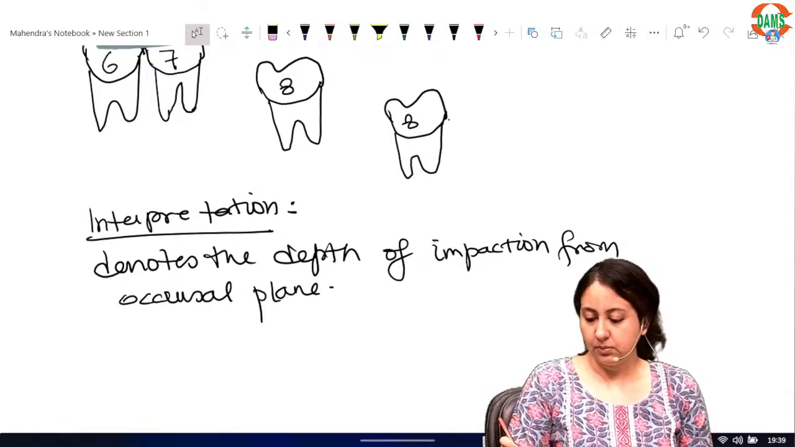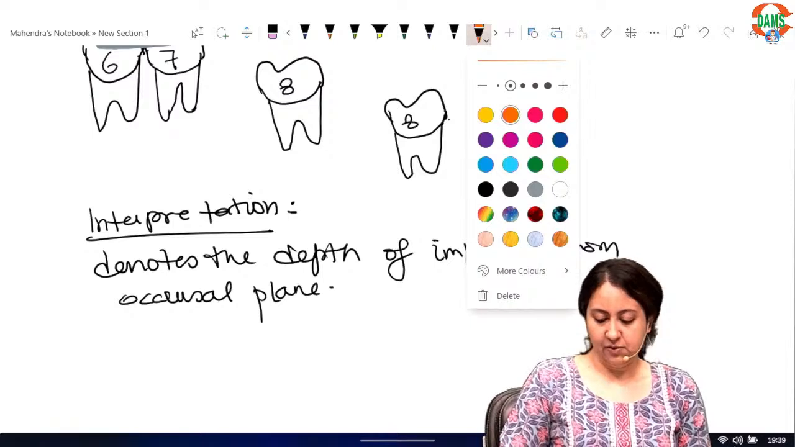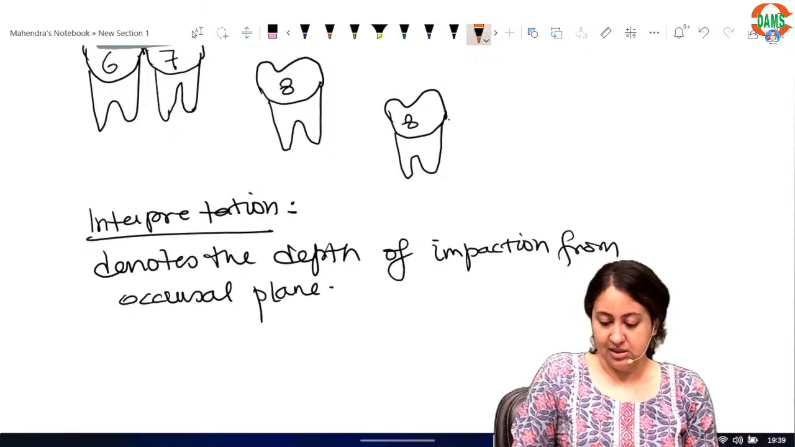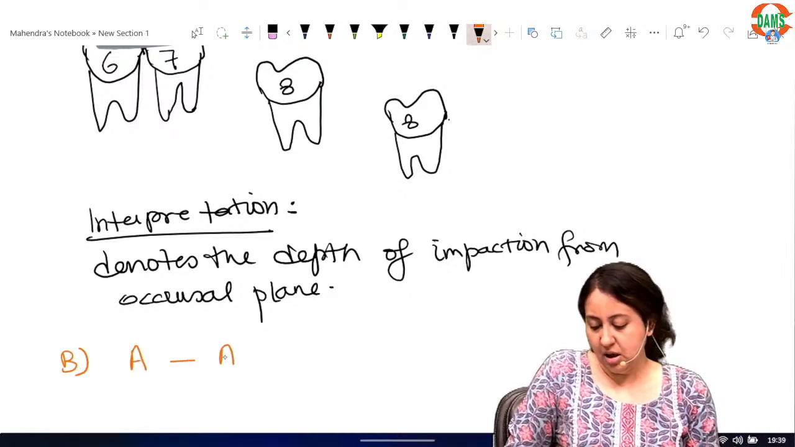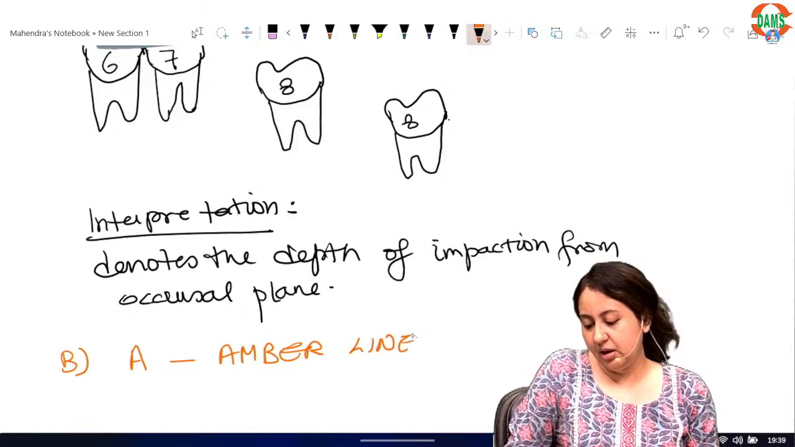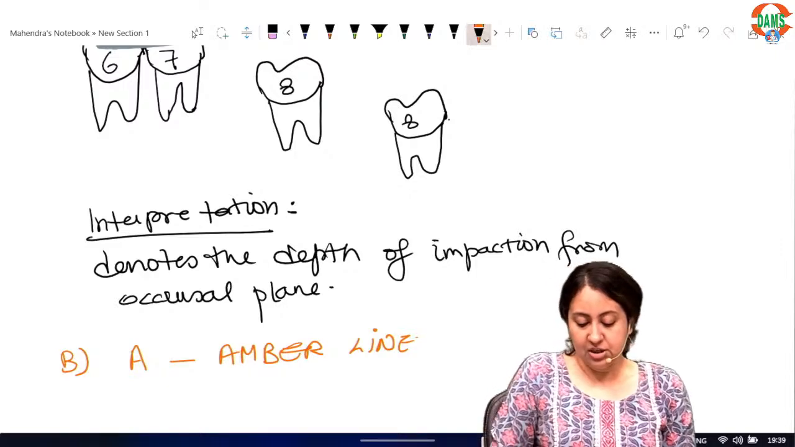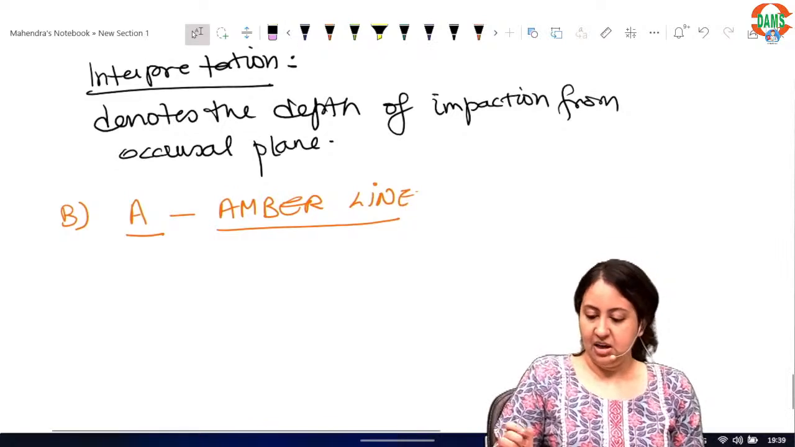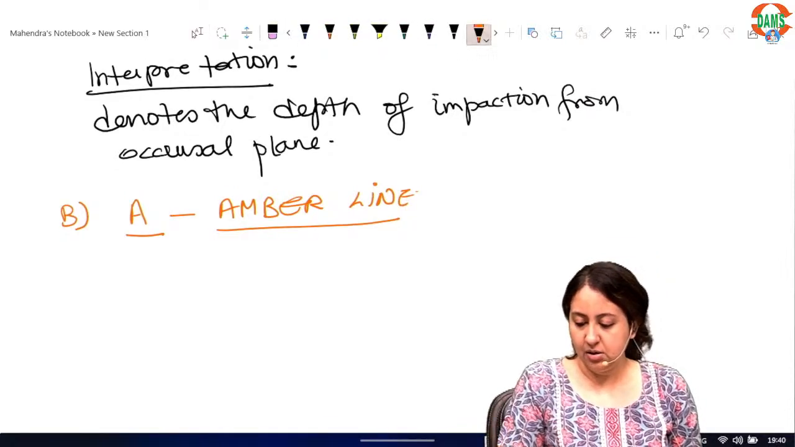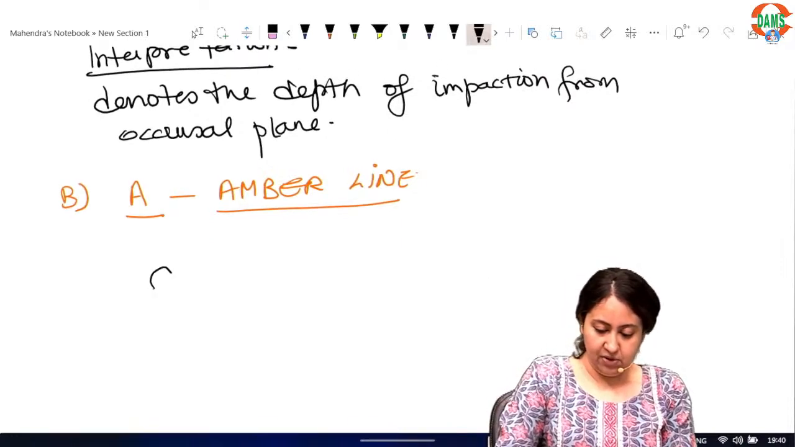Now, the next line that we have is A, or amber line. Amber is nothing but your color orange. A is your amber line. Let's see what this line denotes. Again, we will draw a diagram.